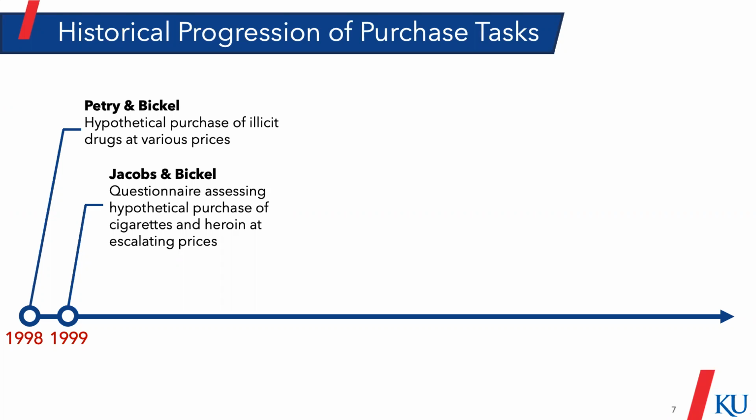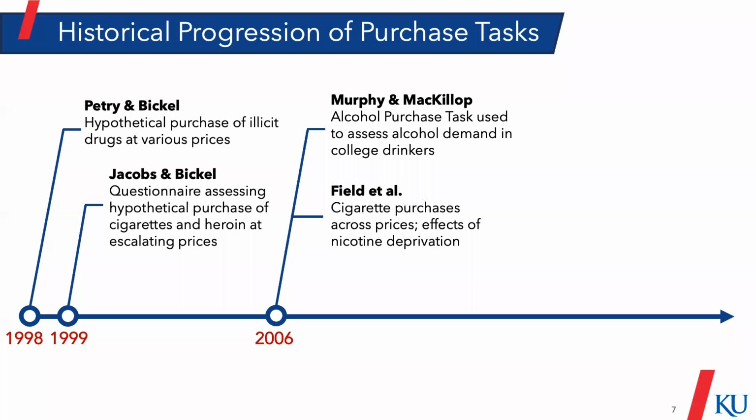And then, as Jim mentioned, Jacobs and Bickel took this to look at demand for cigarettes and bags of heroin in people with opioid use disorder who smoked cigarettes. And they looked at hypothetical purchasing at escalating prices. Then Murphy and MacKillop, you heard a lot about that. They developed the alcohol purchase task, again, developing a vignette for a hypothetical drinking situation and looking at alcohol demand in college drinkers. And then Matt Field's group in 2006 also developed the sort of initial foray into a cigarette purchase task, where they did a simulation of purchasing hypothetical cigarettes and other commodities as the price of cigarettes was varied.